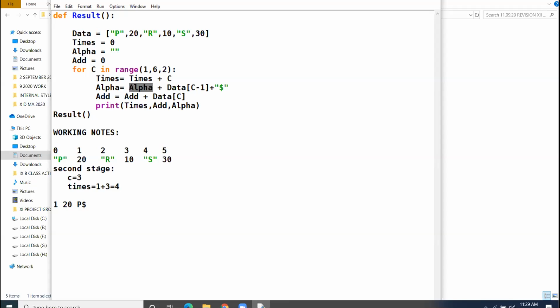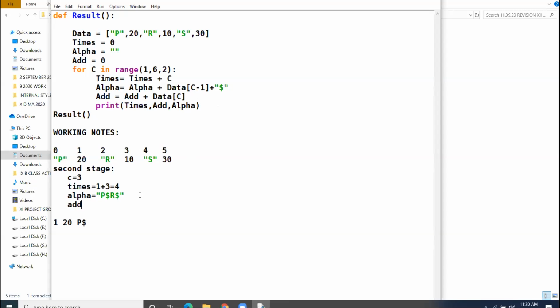Alpha was P dollar. Initial value of alpha was P dollar, plus data of C minus 1. C is 3 minus 1, which is 2. At the index 2 we have R. So it becomes P dollar, R dollar. This is the new value of alpha.